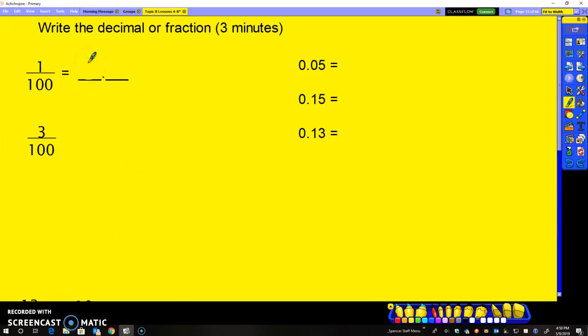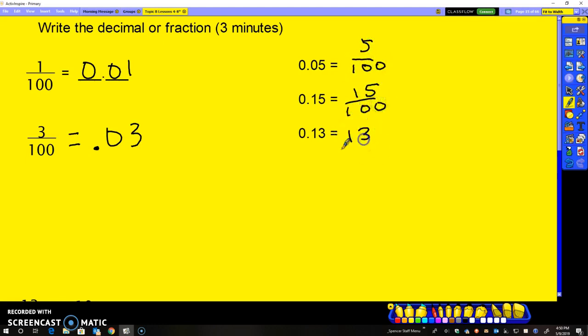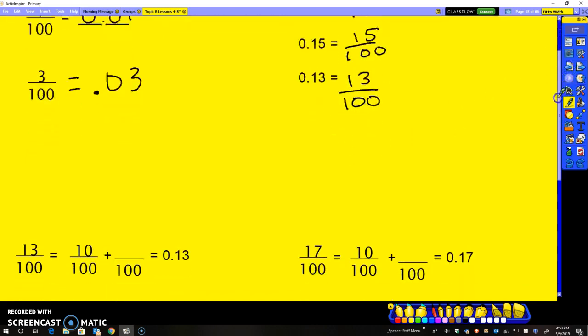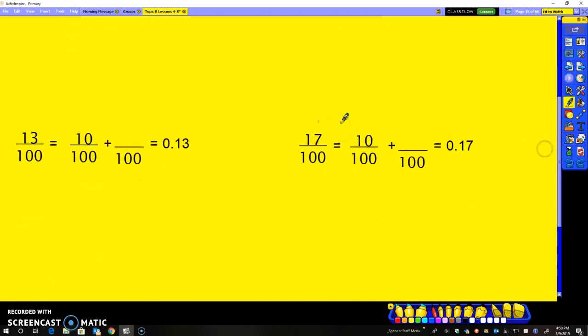1/100th is equal to 0.01. 3/100ths is equal to 0.03, and over here I have 5/100ths, over here I have 15/100ths, I have 13/100ths. Okay, so there's the answers for those. Should have been pretty easy.